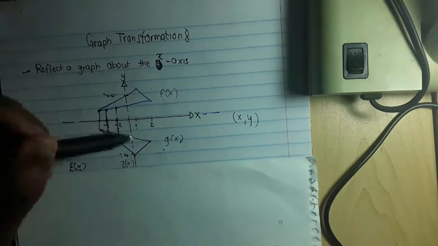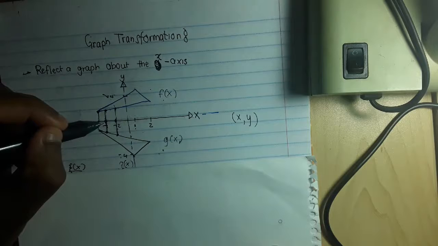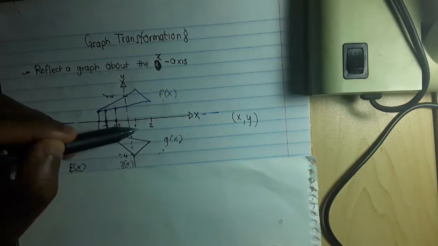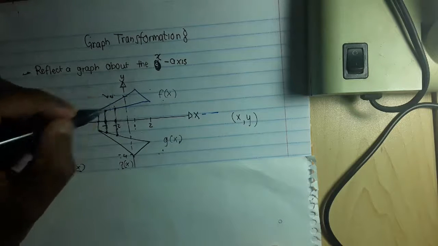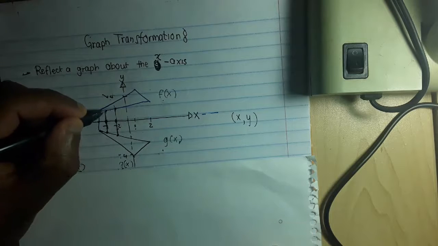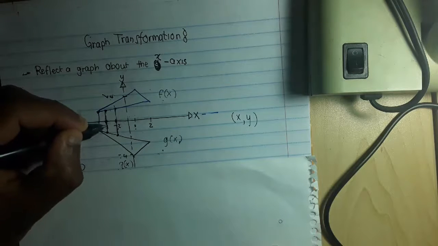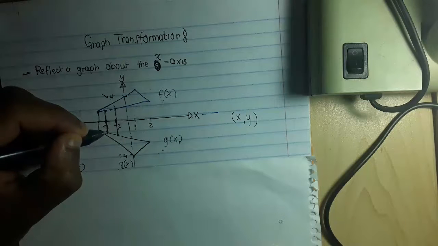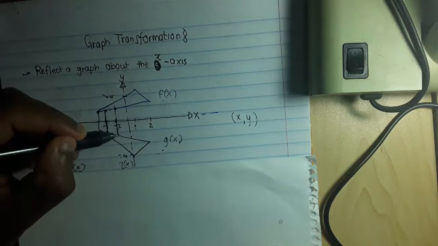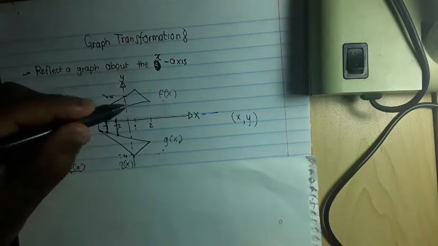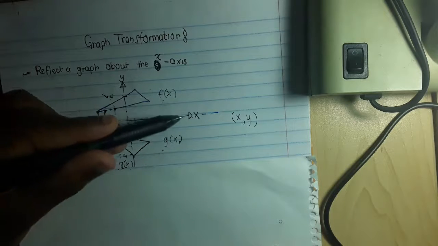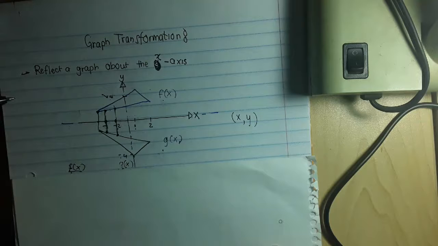For instance, if we choose random points, let's say we have x as minus 1, minus 2, 1 and 2. So this is the old one and this is the new graph. Notice that x on the old one was minus 1, and on the new one, x was also minus 1. And here x was minus 2, and also on this new graph x is minus 2. If you do this on all the x values, you'd notice that the x values remain the same when you're reflecting the graph about the x-axis.